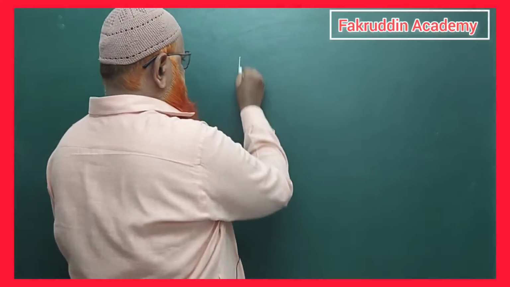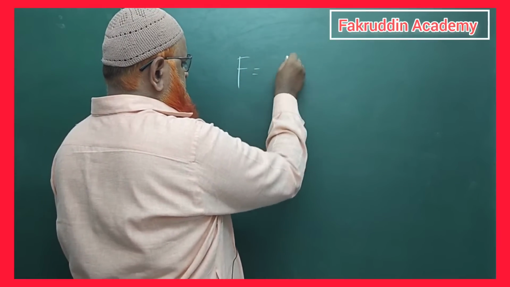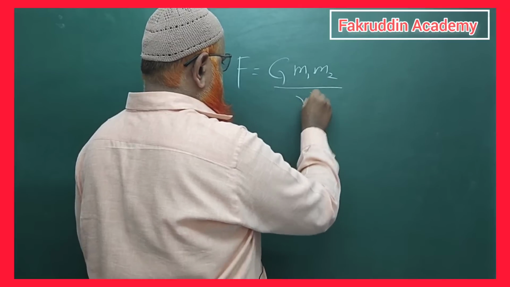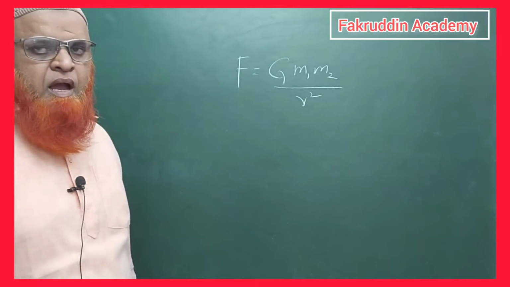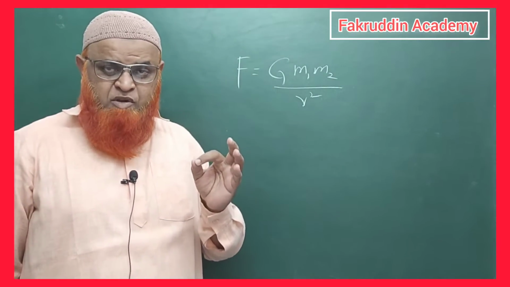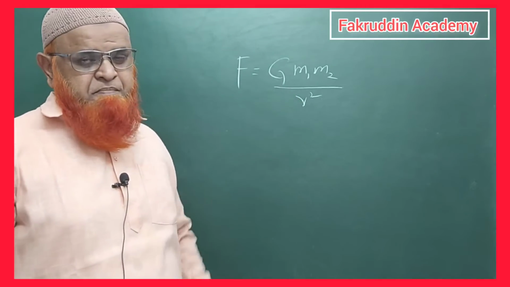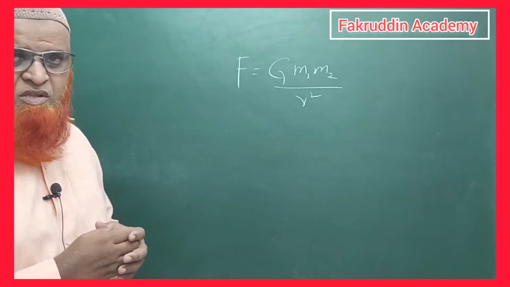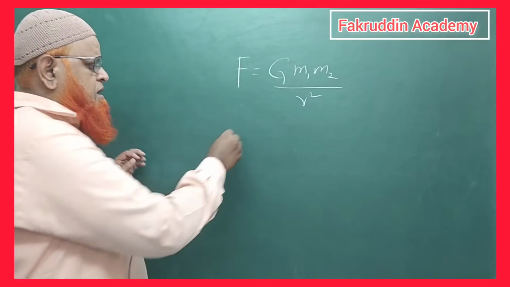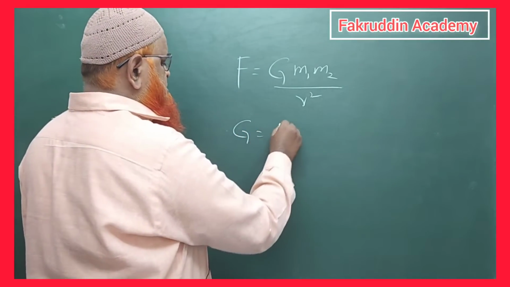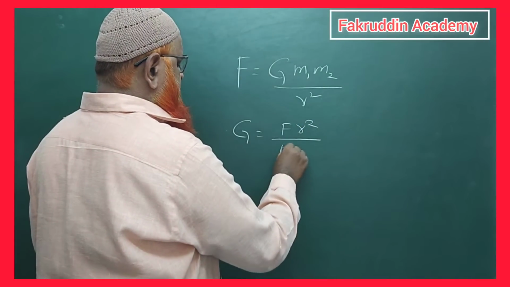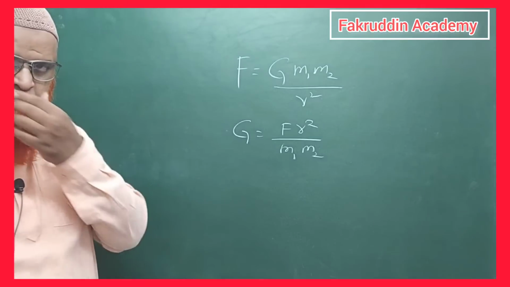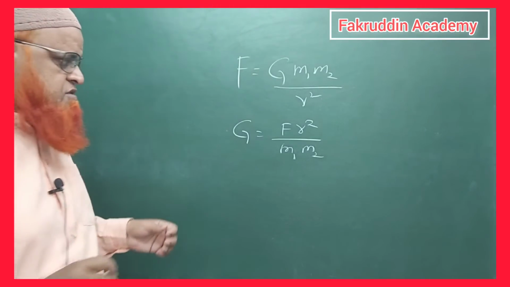First thing is, you know that F is equal to G m1 m2 by r square, and you need to find out the dimensional formula for G, which is called the universal gravitation constant. How are you going to find out this one? Very simple, you write G is equal to F into r square by m1 m2. So you need to find out the dimensional formula for G. How are you going to find that?